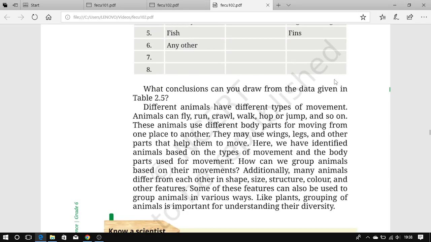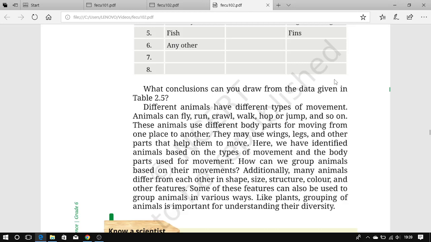So now, what conclusion can you draw from the data given in Table 2.5? You can do it. Different animals have different types of movements. Animals can fly, run, crawl, walk, hop or jump, and so on. These animals use different body parts for moving from one place to another. They may use wings, legs, and other parts that help them to move. Here we have identified animals based on the type of movement and the body part used for movement.